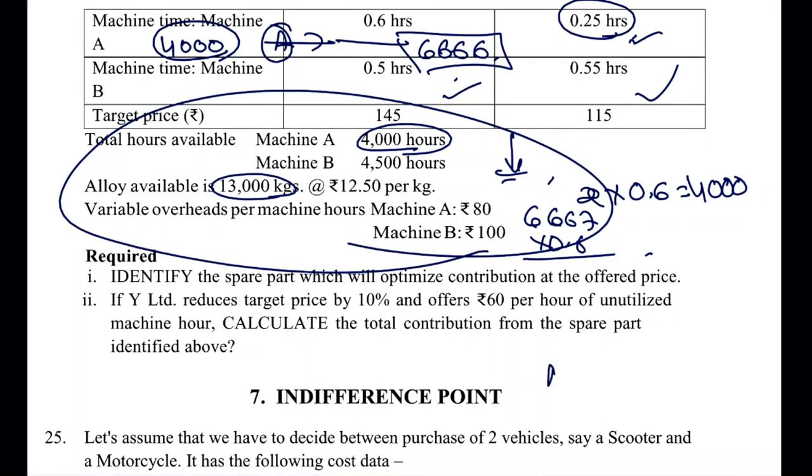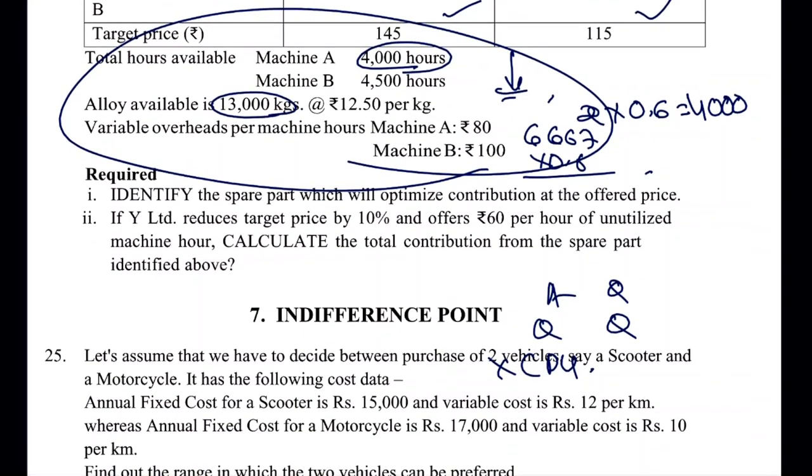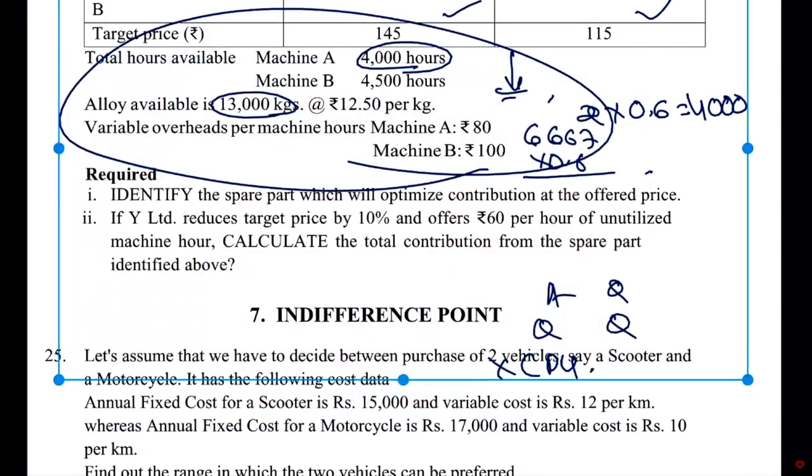Then once you get the quantity of both, how much can be made from the lowest, that should be multiplied by what, contribution per unit, and the product which has highest contribution will be selected. Clear with this? Okay, so that was something which I have explained.